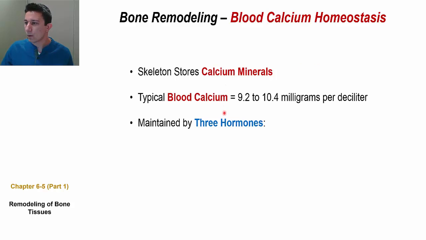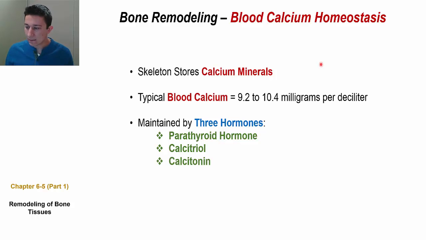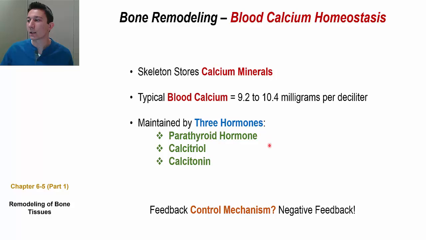Blood calcium homeostasis, I should say, is maintained by three hormones, so it's maintained by the endocrine system. We see one hormone called parathyroid hormone, another hormone called calcitriol, which is produced by the kidneys, and a third hormone from the thyroid gland itself that's called calcitonin. We're going to take a look at these three hormones and how exactly they control blood calcium homeostasis. That is, are they increasing blood calcium or are they promoting a decrease in blood calcium? So we'll take a look at those.